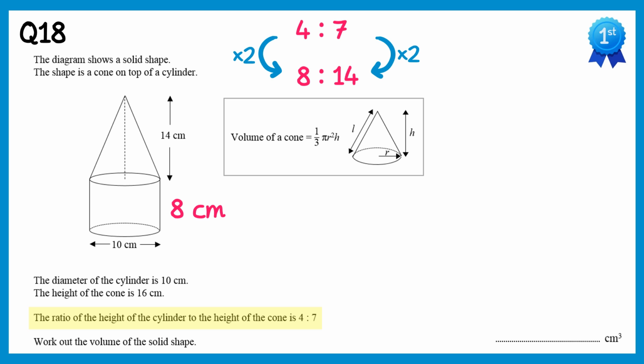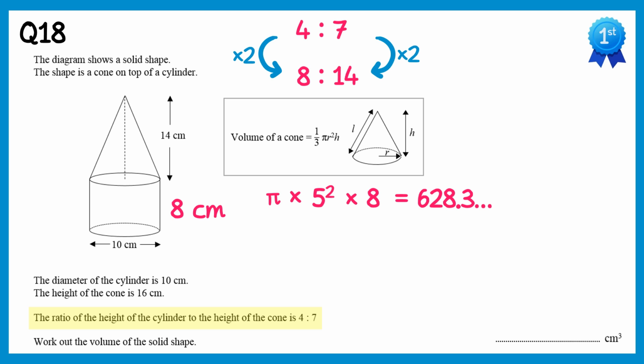Let's start with the cylinder. It's pi times the radius squared. Half of 10 is 5, so the radius is 5, so we want 5 squared, then times the height, which we found was 8. Typing this into your calculator gives you 628.3.